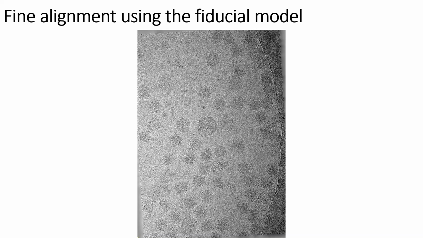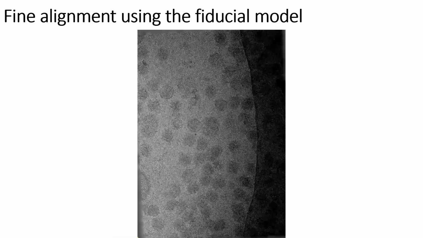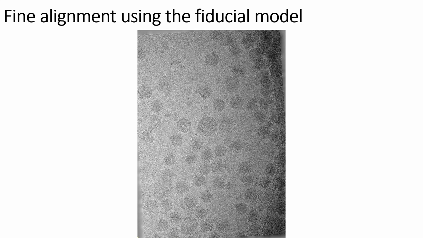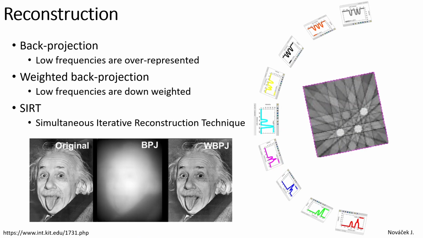Now, after you have your fiducial based alignment, you can see that our image is no longer perpendicular to the image axis, so the image is a little bit rotated. This is because of the tilt axis rotation, as we talked about, and we have a very nicely, very precisely aligned tilt series of our sample. This then can go to reconstruction.